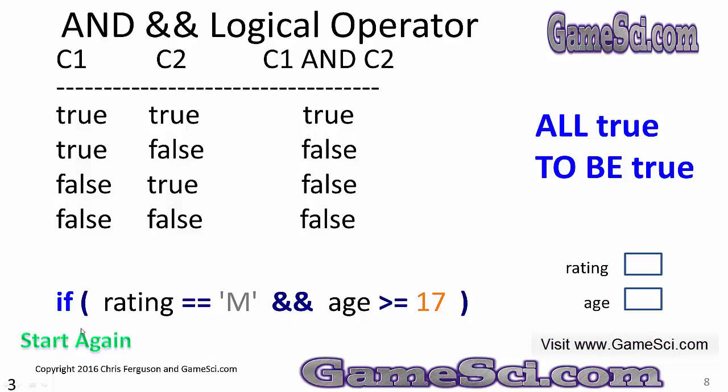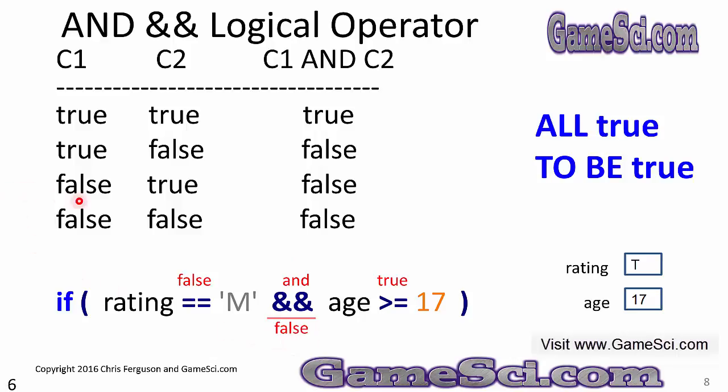Remember, all true to be true, the only time the AND produces a true result is when all the inputs are true. Let's trace this again with different inputs for rating and age. Set the rating to T for teen and the age to 17 and see what happens with this if statement and how it evaluates. First of all, our rating is T, so T equal to M is a false statement. After we evaluate that side, we'll go over here. Our age is 17. Age greater than or equal to 17 is a true statement. 17 greater than or equal to 17 is a true statement. So my inputs to the AND are false and true. So when I AND those 2 things together, what happens? I get a result of false.